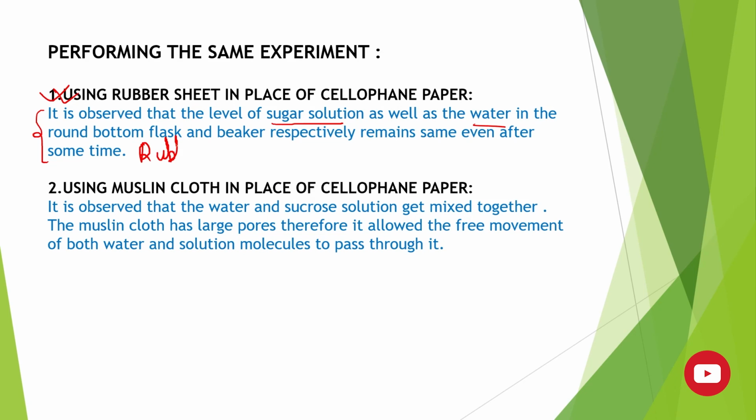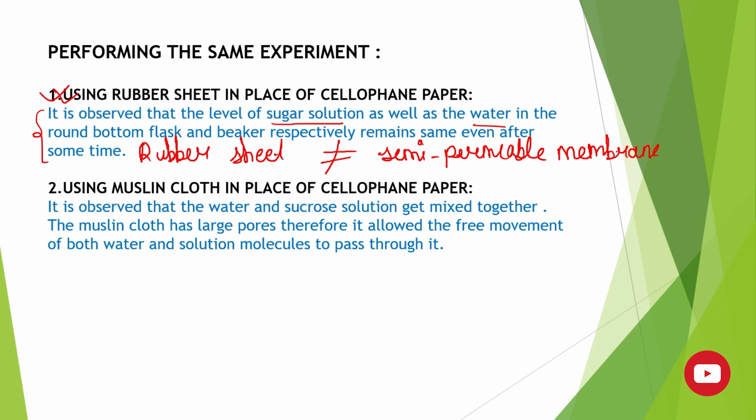A rubber sheet is not a semi-permeable membrane. If it had been a semi-permeable membrane, then water molecules would have crossed it and gone inside the thistle funnel. That means the rubber sheet has not allowed the entry of water molecules through it.